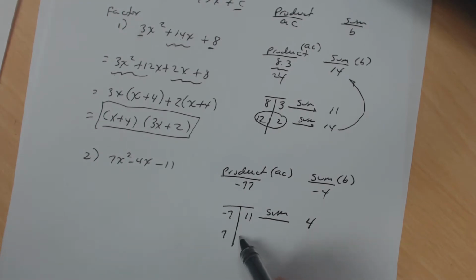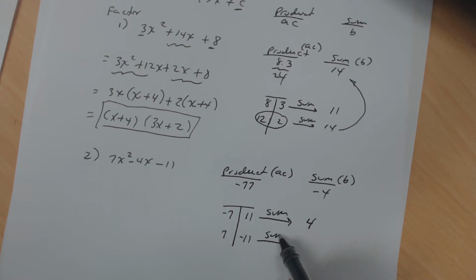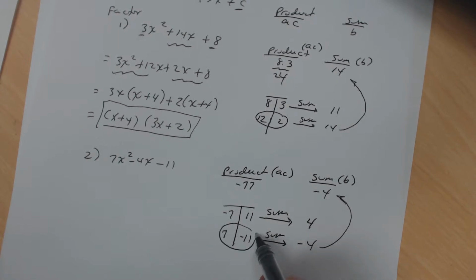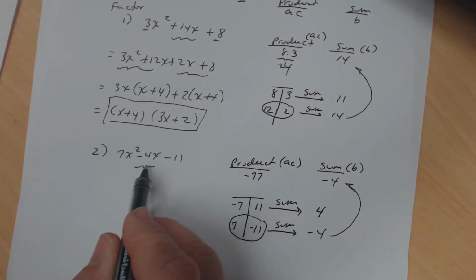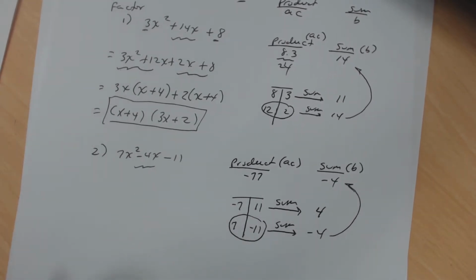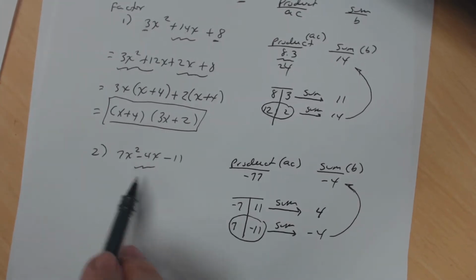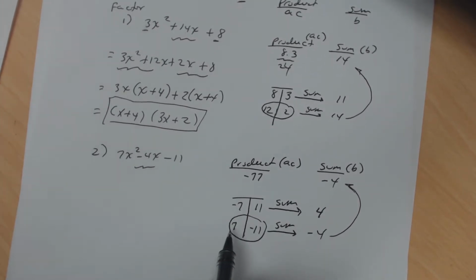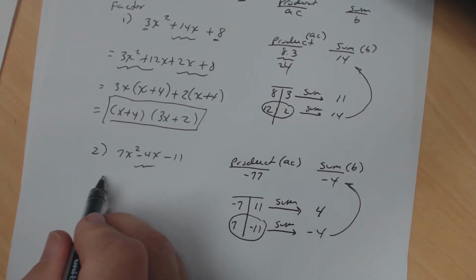So now I look at 7 and negative 11. 7 times negative 11 is negative 77. I add them up and look at the sum: I get negative 4, and that is what I wanted. So I'm going to rewrite the middle term using those two numbers. We're going to rewrite negative 4x using this. It does not matter whether I put the 7 first or the negative 11 first. So let's go ahead and rewrite it.